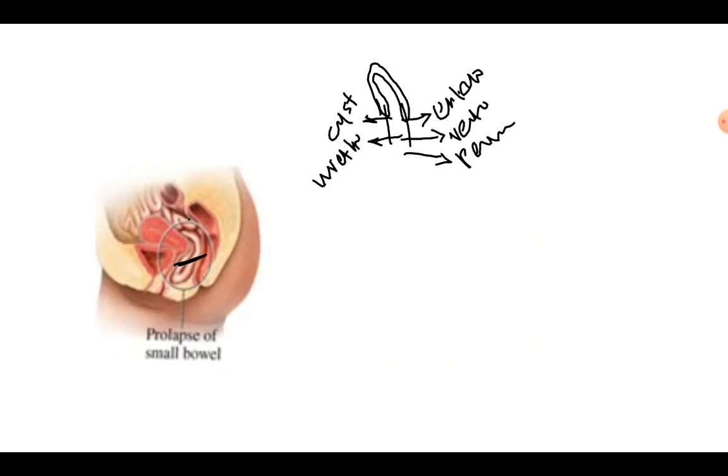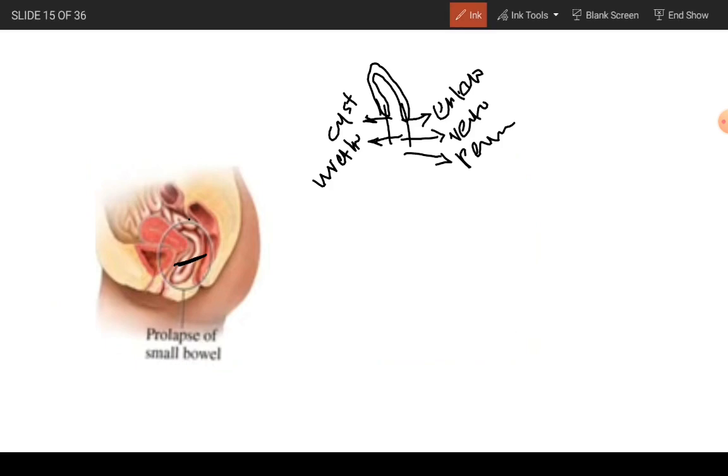So more points to say is that cystocele can occur when there is a defect in the anterior ligament, the pubocervical ligament, or the pubocervical fascia in the midline, and in rectocele, the rectovaginal fascia is involved.